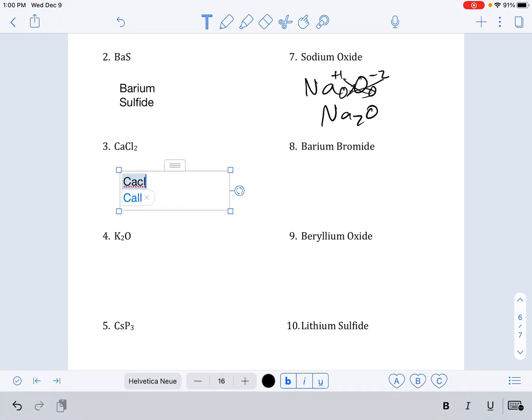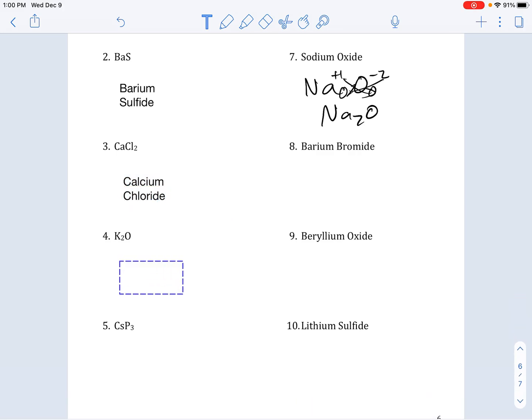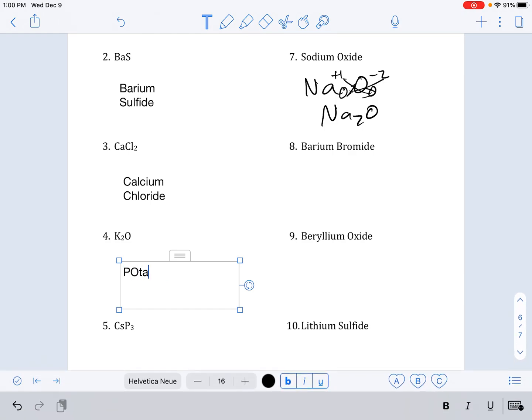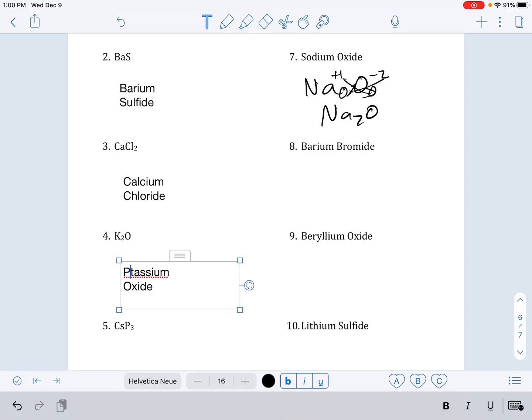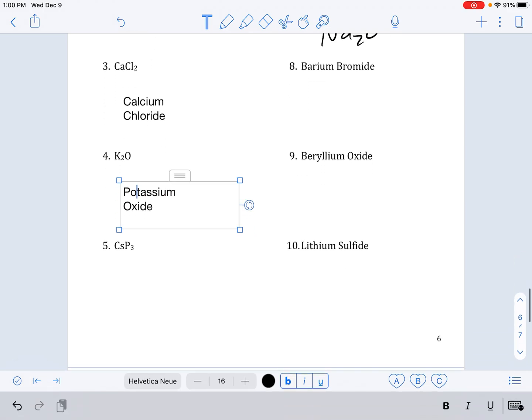So Ca is just calcium, and Cl is chlorine with an IDE as chloride. Next one is K, that's potassium. O is oxygen with an IDE as oxide. And let's see if we can't get that fixed.